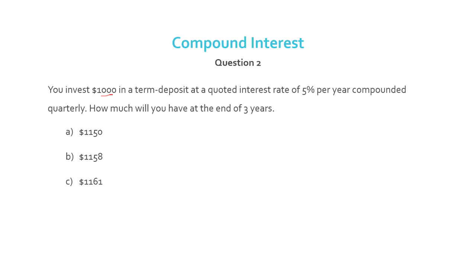Question 2. We have $1,000 to start off with. We're investing it in a term deposit at a quoted interest rate of 5%, compounded quarterly this time, for a period of 3 years. Before we do anything, we're actually going to have to take into account this quarterly compounding that's occurring here. If we're compounding at 5% per year, there are 4 quarters within a year. So we're actually earning interest at a rate of 1.25% per quarter. And over the course of 3 years, there are 4 quarters in a year, so we're earning that interest over 12 quarters worth of time, or that's our periods.